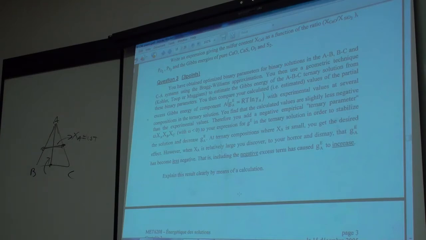Which is not what you wanted to do. So it would seem that adding a negative term to your excess Gibbs energy expression should make the whole thing more negative. It certainly makes GXS more negative, but the partial GXS of A is not more negative. It depends on composition. So what's going on?